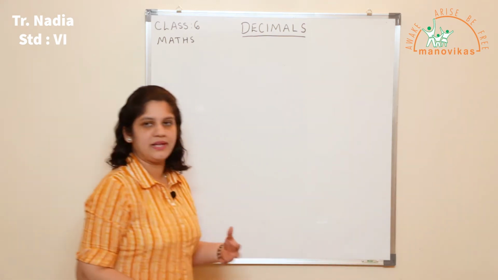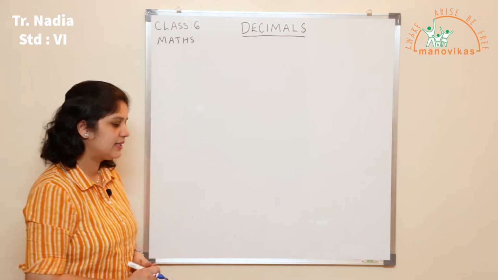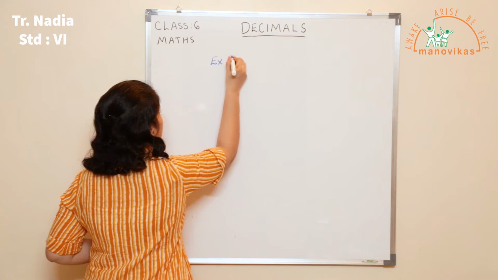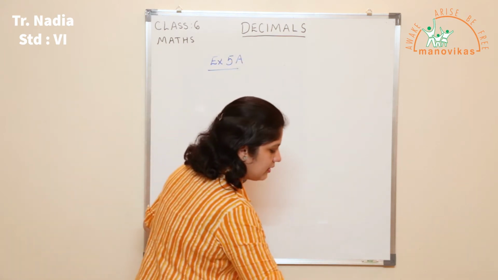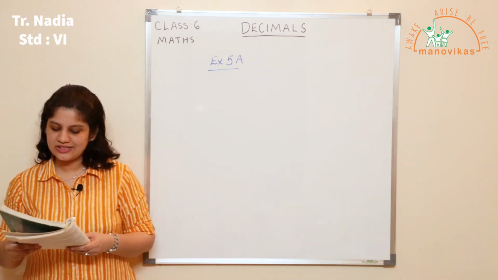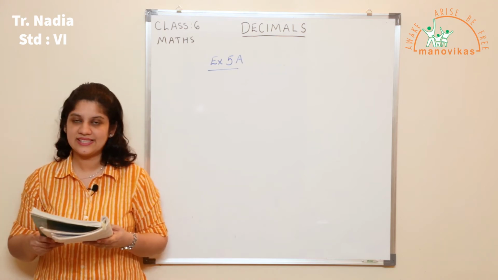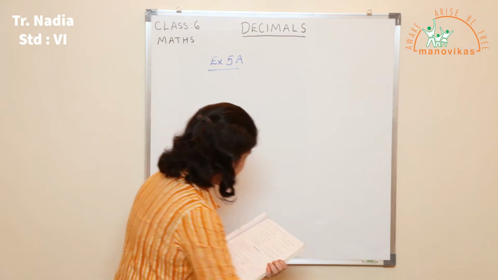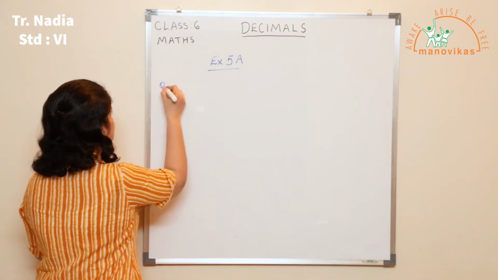Okay, so this was some basic information that you all needed to know about decimals. Now let's move to the exercises. Exercise 5A. This is the 5th chapter in your textbook, decimals. And we are going to move to exercise 5A. The first question is very simple. You all are given number names and asked to write the decimals in figures. Now the first one is 73.84. Okay, question 1, I'll just explain to you all.